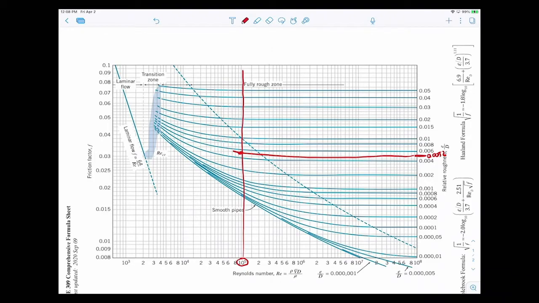Okay? And then when it intersects, what I'm going to do is I'm going to just go straight across and then estimate my friction factor. So like 0.03 something. Does everyone follow that? So when I did it previously, I got 0.032.